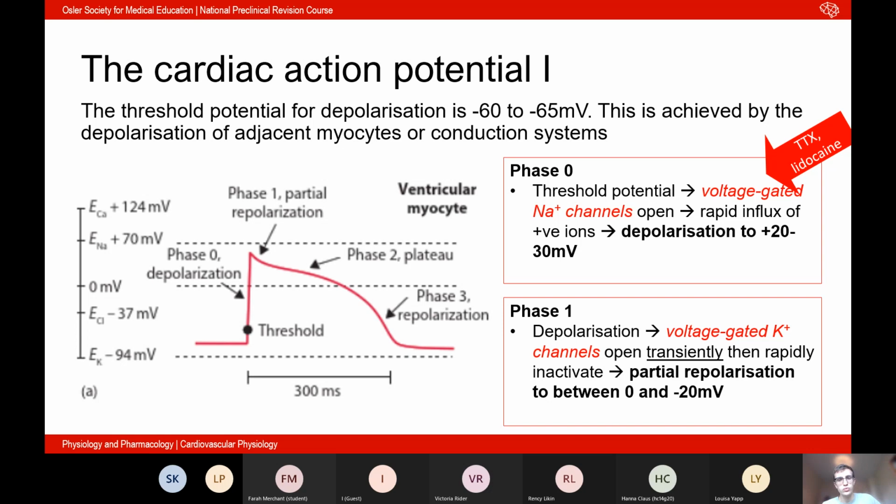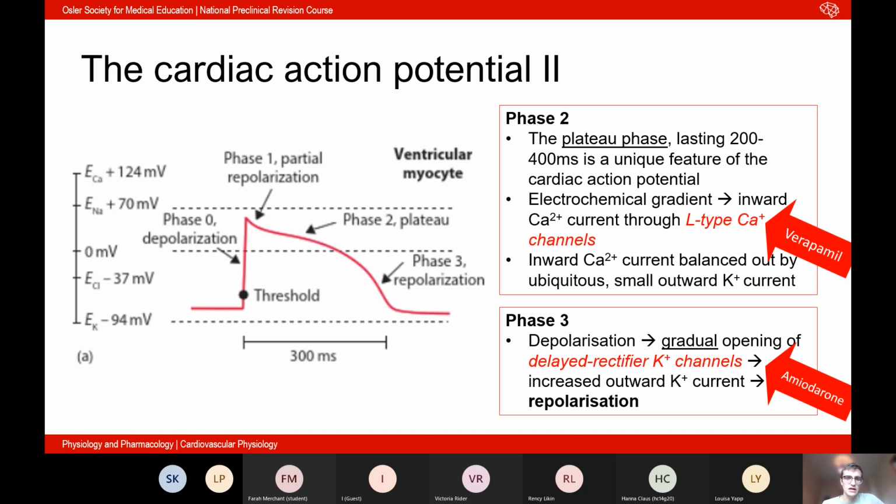So you have this upstroke called phase 0, and that's depolarization. You then get phase 1, which is this slight repolarization. As the membrane depolarizes, we get voltage-gated potassium channels opening, and they open very briefly to bring the membrane potential back down a little bit, so that it sits between 0 and -20 millivolts.